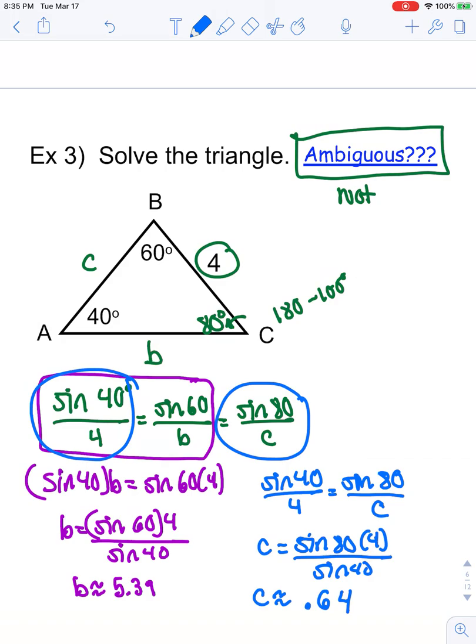Let's double check our calculations here. Sine of 80 times 4, and we're going to divide by the sine of 40. Oops, that's correct. This time it looks like the correct answer is 6.13. Here's the benefit of checking those sides. All I had done is type the wrong button in the calculator, which gave me that incorrect answer. But again, always check your sides.